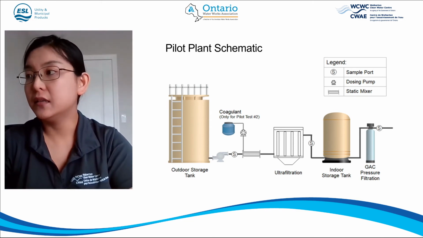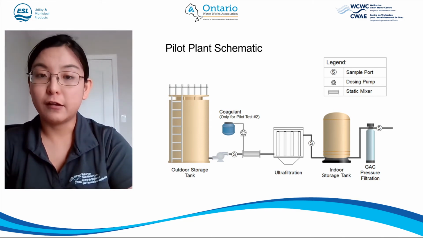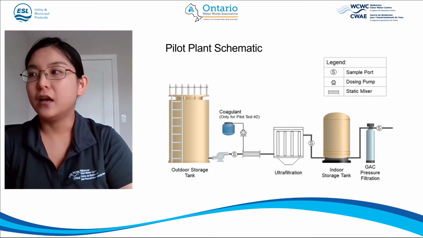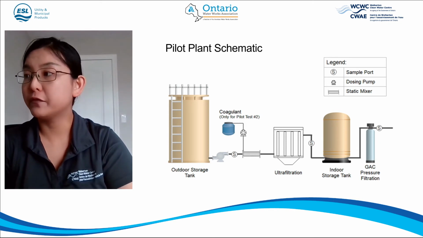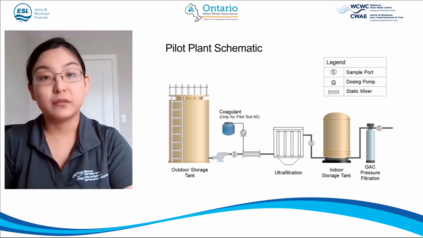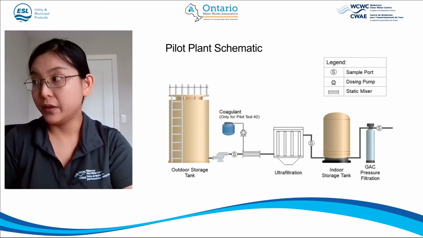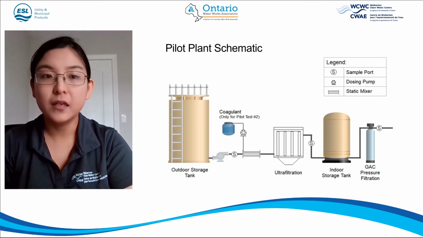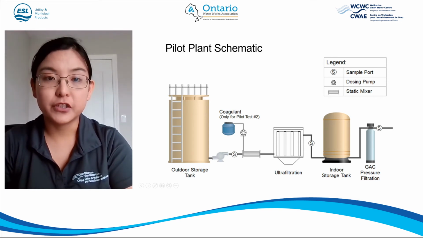The GAC pressure filter was filled with 0.75 cubic feet of virgin coal-based carbon, and the flow rate was about 3 gallons per minute, with an empty bed contact time of around 2 minutes. And that's the first train.